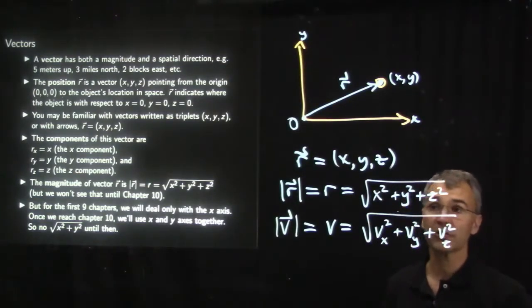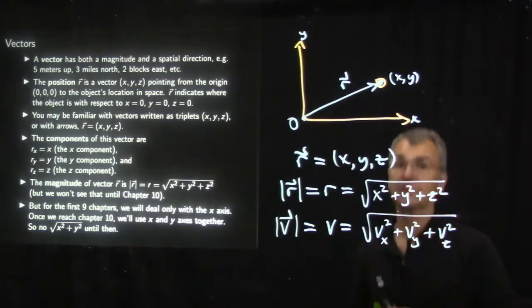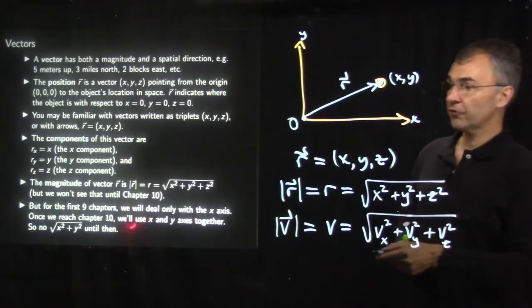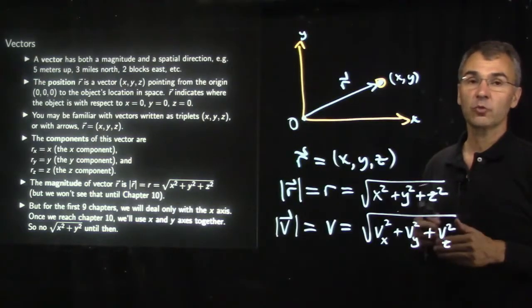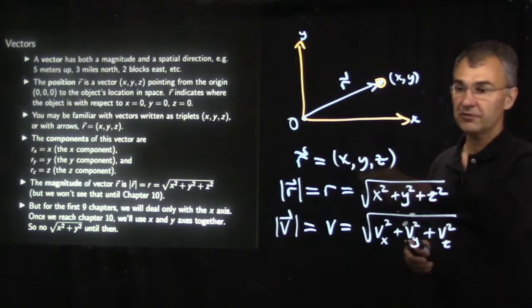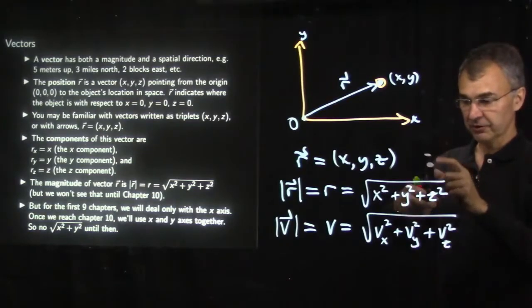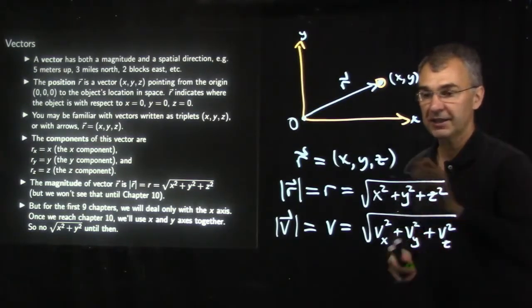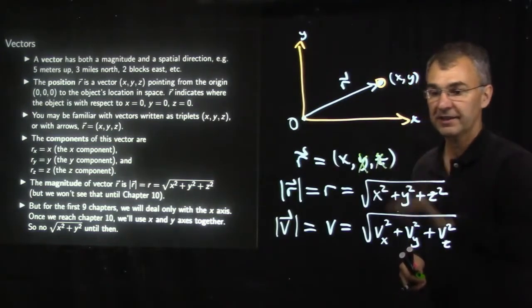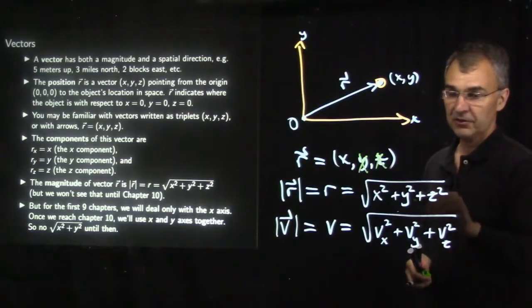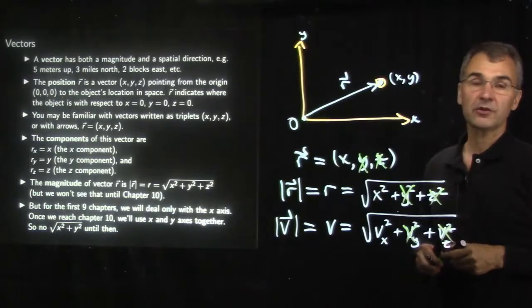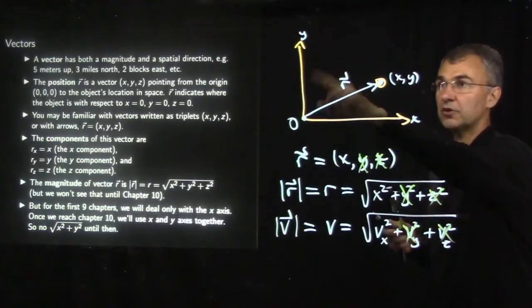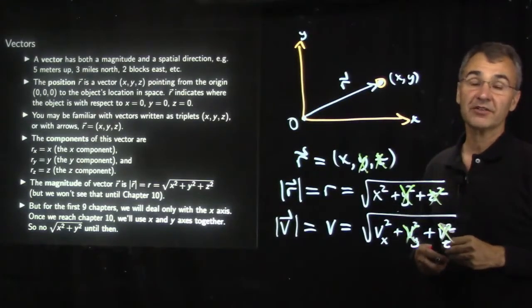But in this course, using Eric Mazur's textbook, for the first 9 chapters of the textbook, all vectors will be in 1 dimension. So that means there will only be an x component. There will not be any y component. There will not be any z component. So we only have to worry about one axis. We won't have a y-axis. We'll only have an x-axis.